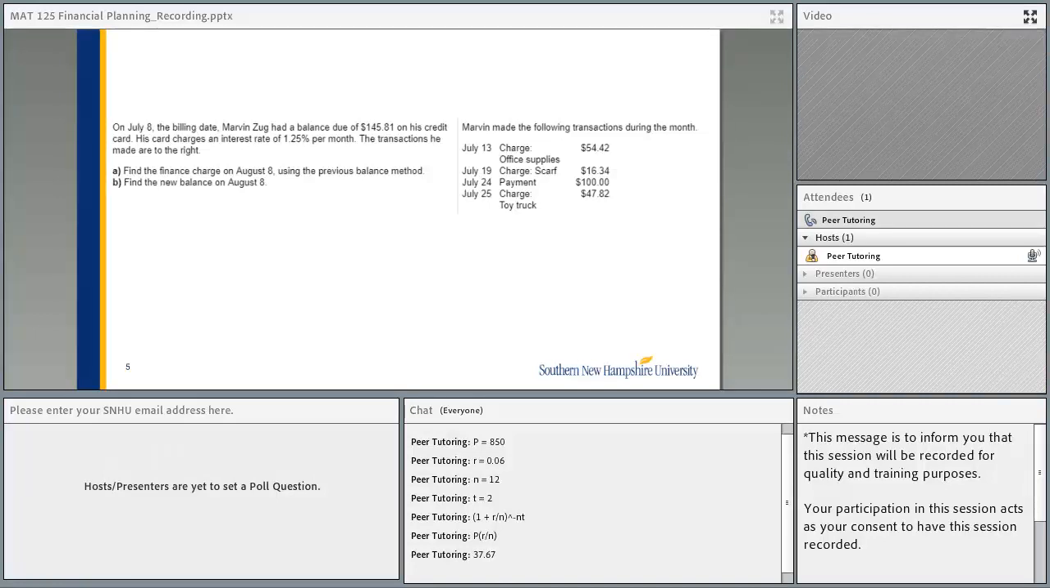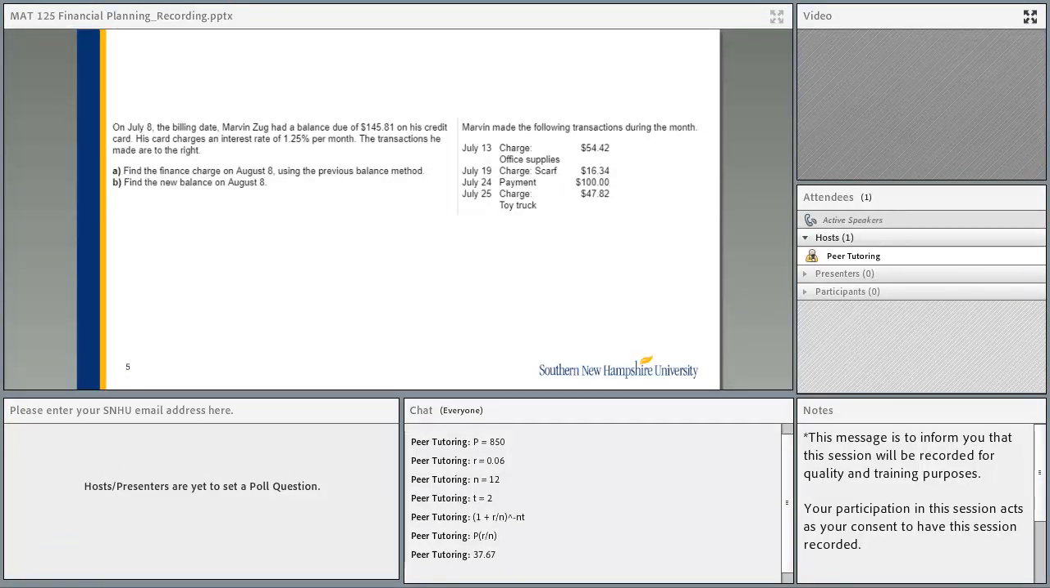So for this one, on July 8th, the billing date, Marvin Zug had a balance due of $145.81 on his credit card. His card charges an interest rate of 1.25% per month. The transactions he made are to the right. Part A, find the finance charge on August 8th using the previous balance method. And then Part B, find the new balance on August 8th.